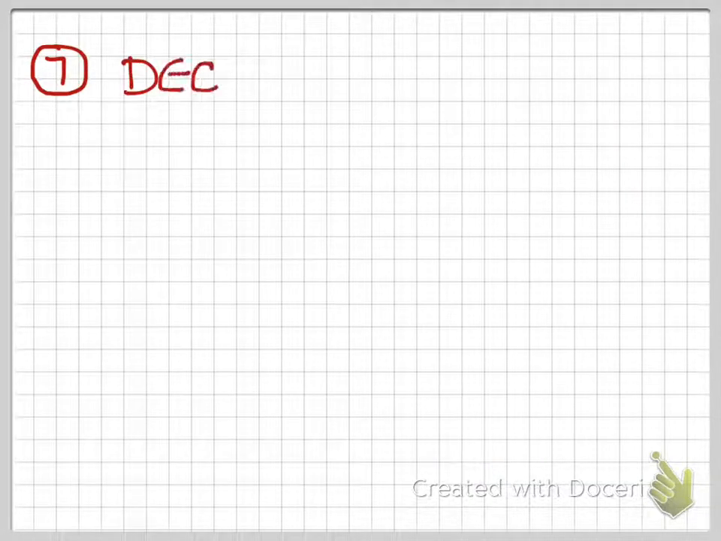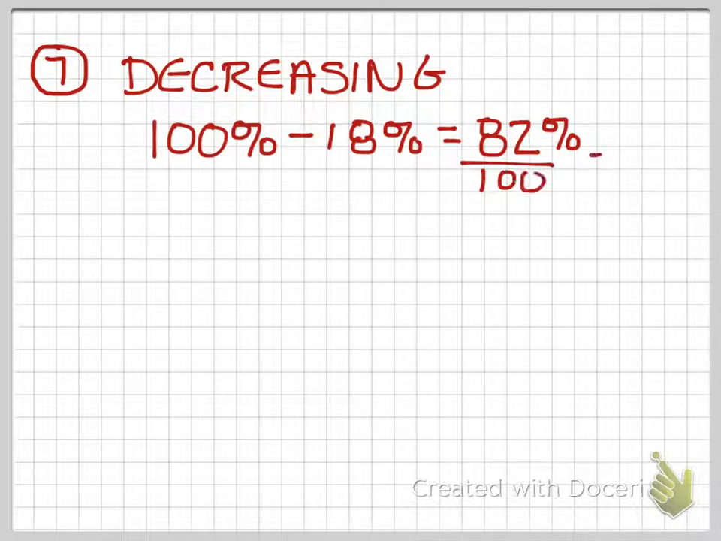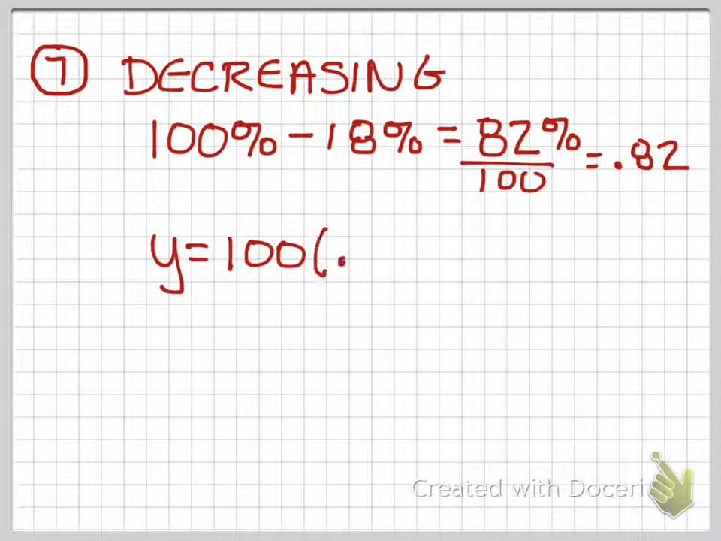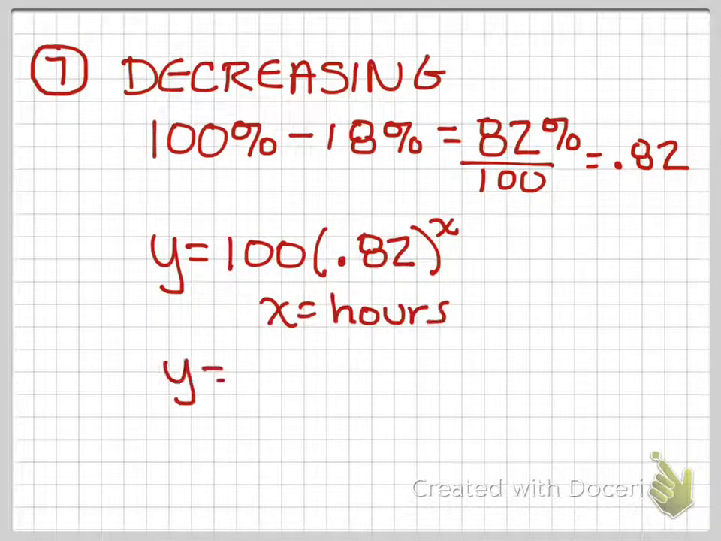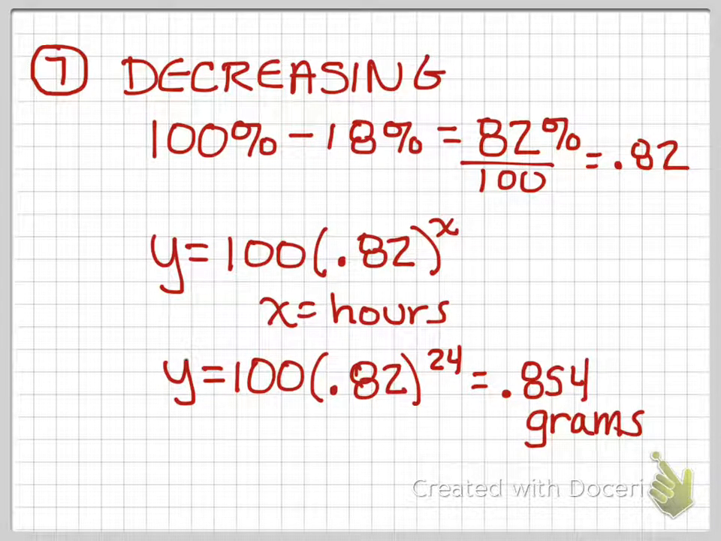Moving on to problem number 7. Alright, so in this case we have a decreasing percent. It is depreciating at 18%. So if I do 100% minus the 18%, I'm going to come up with 82%. Change that into a decimal, come up with 0.82. Just plug that into our geometric sequence. We come up with 100 times 0.82 to the x power. And again, if I want to figure out how much is left in 24 hours, I just plug 24 in for the x value. Come up with 0.854 grams.